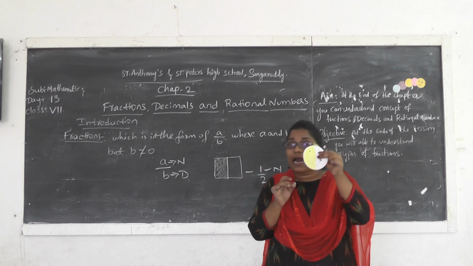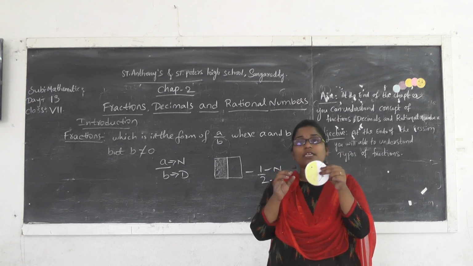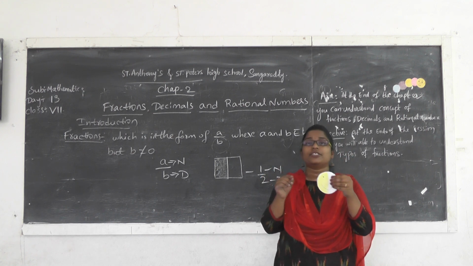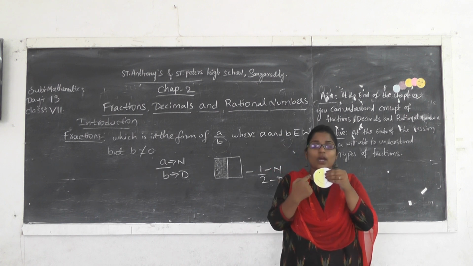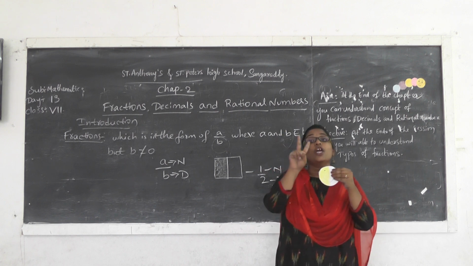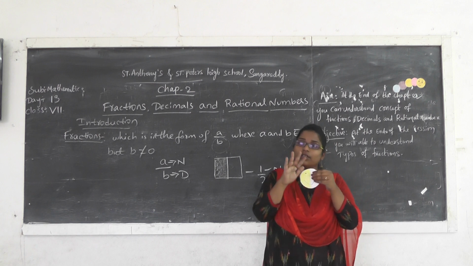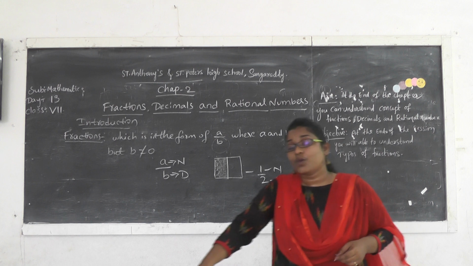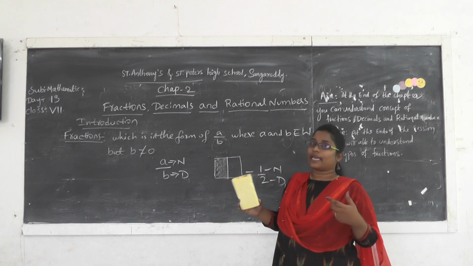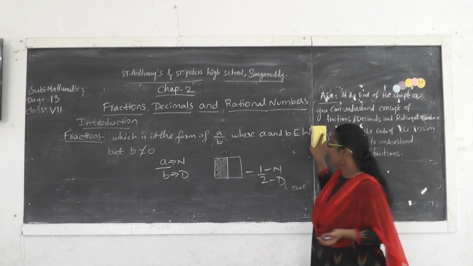How will we represent this fraction? We will represent this fraction as 1 by 2, because one part is shaded with yellow color and there are totally 2 parts. So 1 by 2 is the fraction. Are you able to understand? Now we are going to discuss the types of fractions.